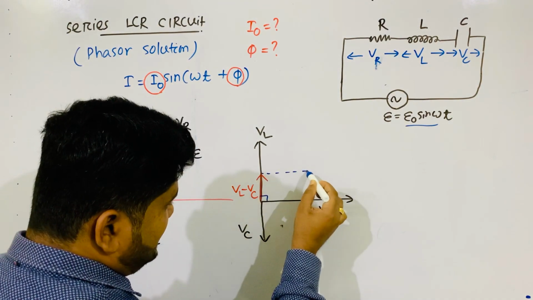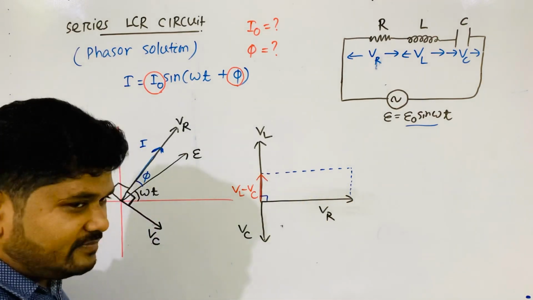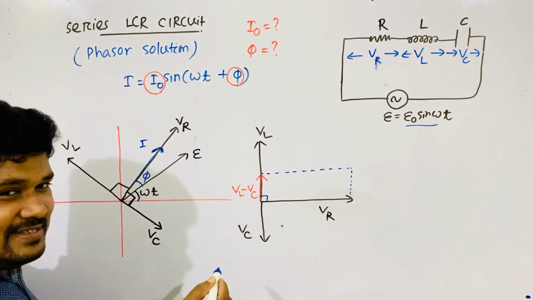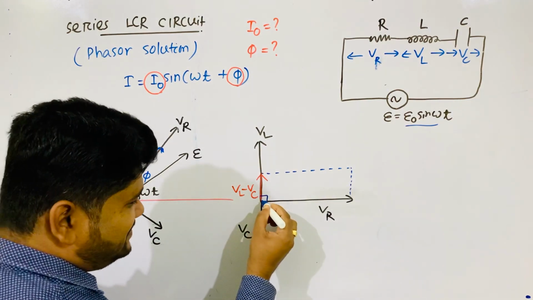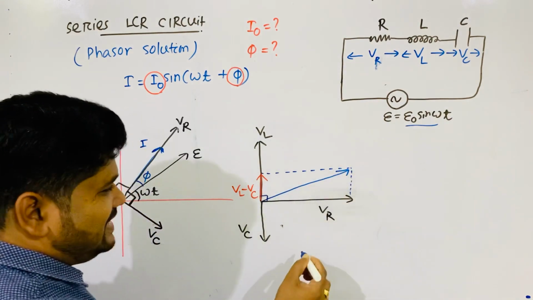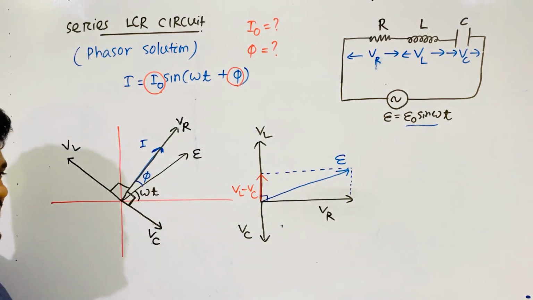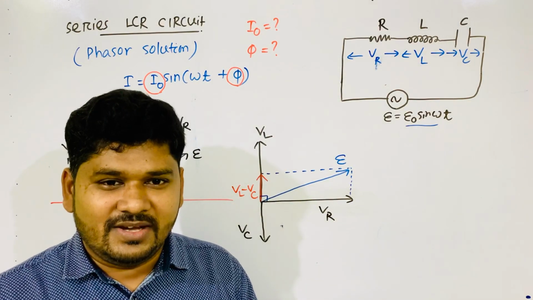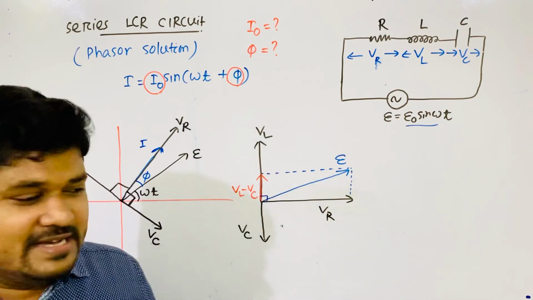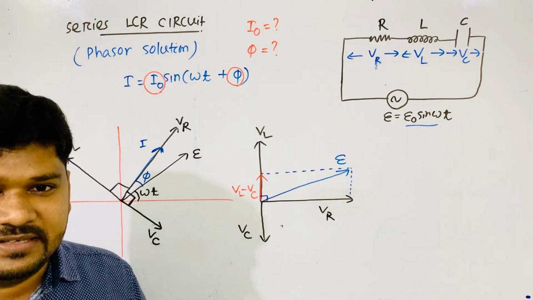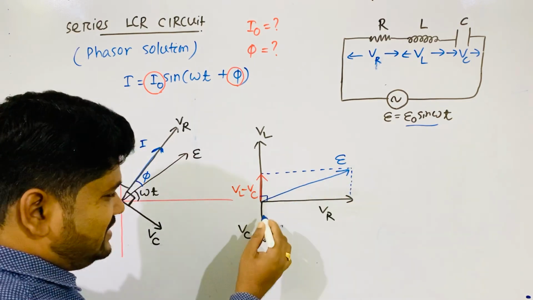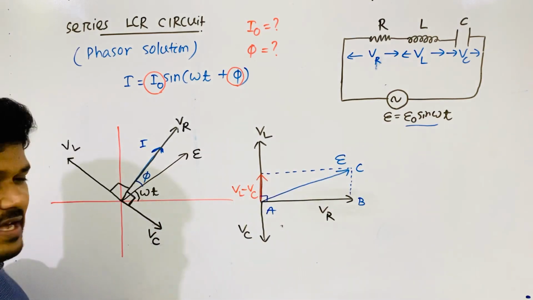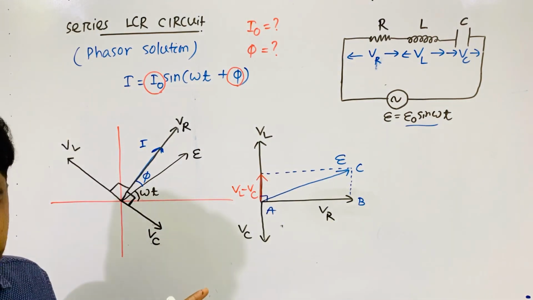So we have to add them by which law? Have you remembered? Triangular law or parallelogram law? They start from a common point, so we construct a parallelogram. This is the resultant EMF. Resultant voltage is this. VR and VL minus VC were added, so one triangle is formed here. If we name it ABC, this is the resultant EMF.